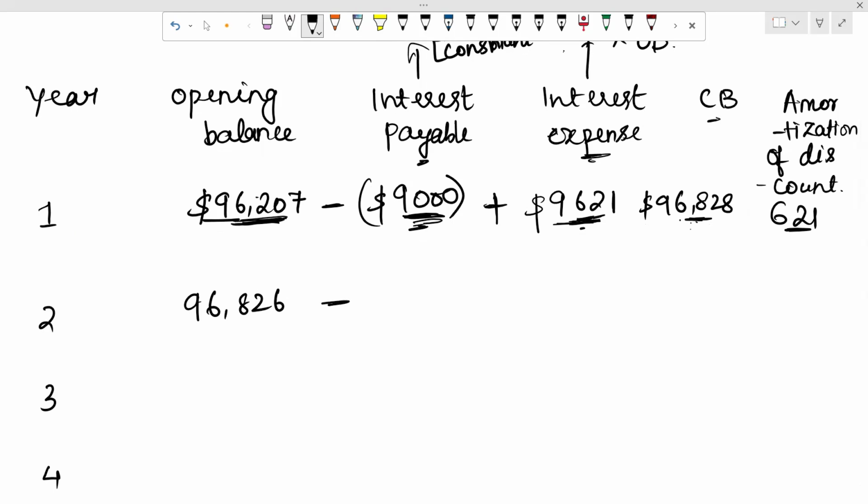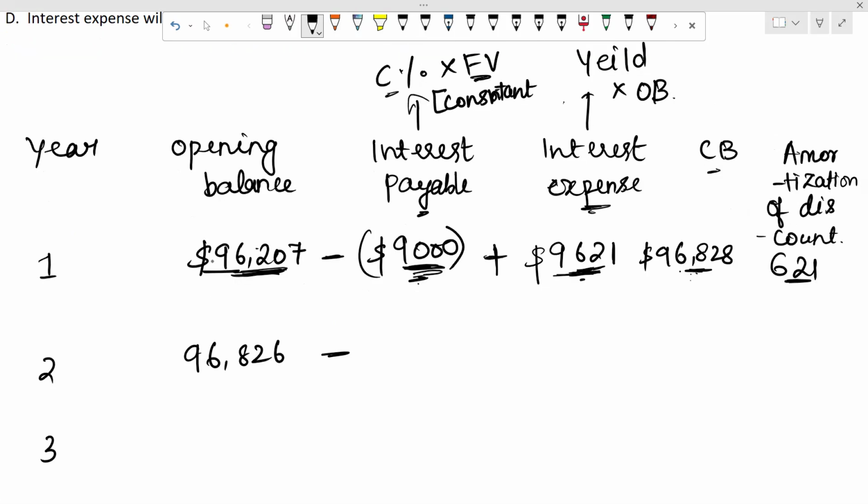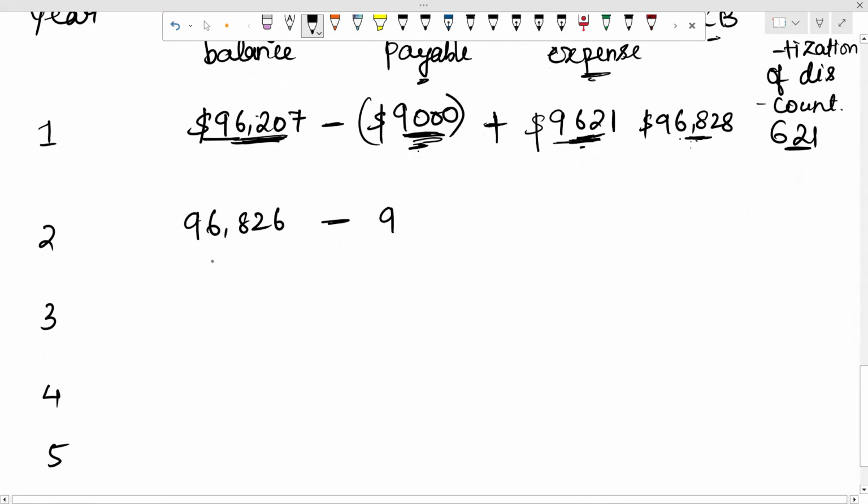Again, as I already told you, this interest payable is going to remain constant. Why is it constant? Logic is very simple. Coupon rate is always constant. Face value is always constant. So the product of these two, that is interest payable, is also constant. So interest payable is 9,000, which has to be subtracted.